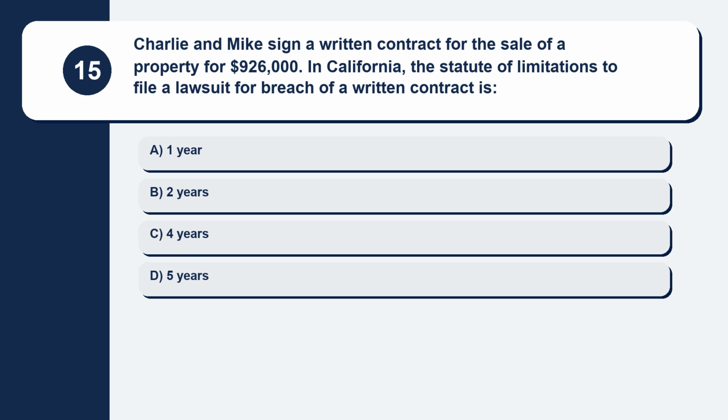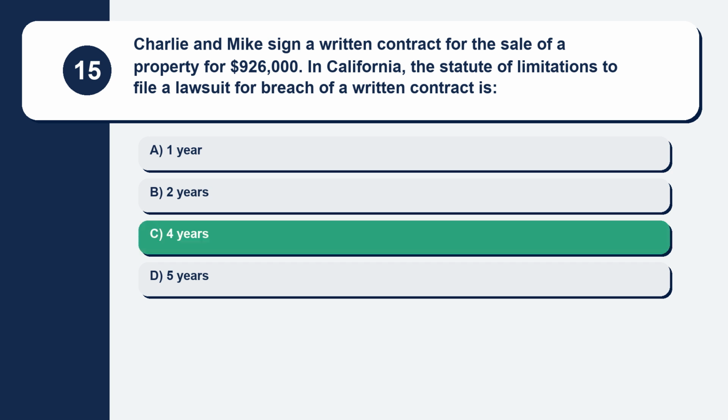Question 15. Charlie and Mike sign a written contract for the sale of a property for $926,000. In California, the statute of limitations to file a lawsuit for breach of a written contract is. Here are your options. Option A, 1 year. Option B, 2 years. Option C, 4 years. Option D, 5 years. The correct answer is option C, 4 years.